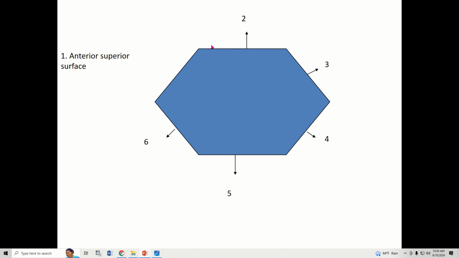A little bit complicated. What is this? Superior surface, anterior superior surface. What is this? Anterior inferior surface. What is this? This is inferior surface. What is this? Posterior inferior surface. What is this? Posterior superior surface. Anterior border, posterior border.